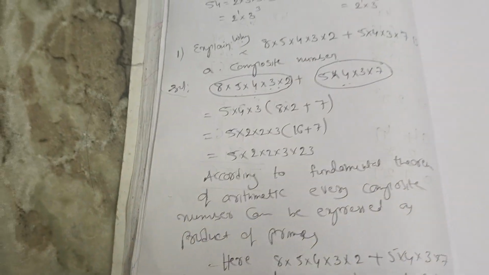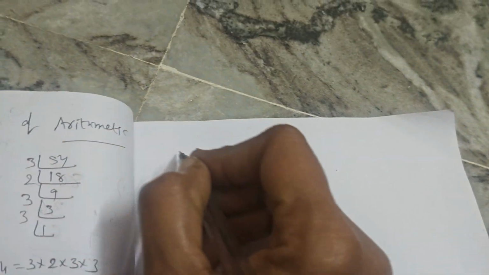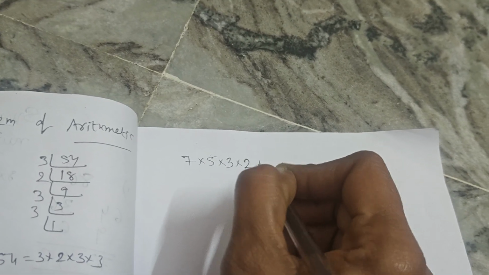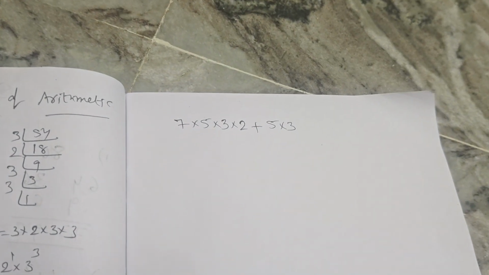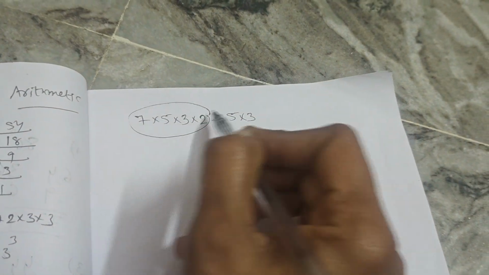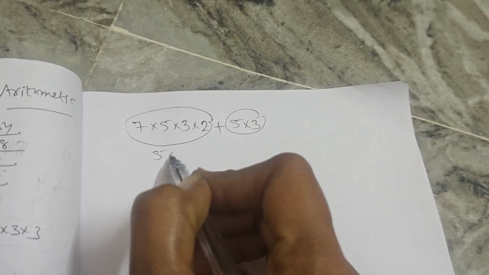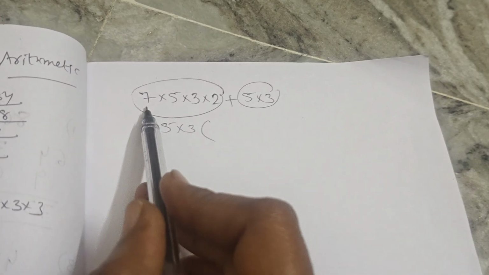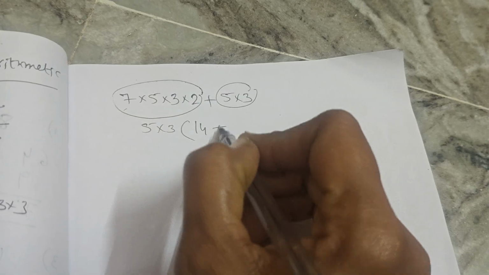Okay, so this method also we can do. Next, for example, if they give 7 into 5 into 3 into 2 plus 5 into 3, like this they give. How many parts do we have here? 2 parts. This is one part, this is one part. What will be the common here? 5 into 3. If you take 5 into 3 common, what is left here? 7 and 2. 7 2s are 14.